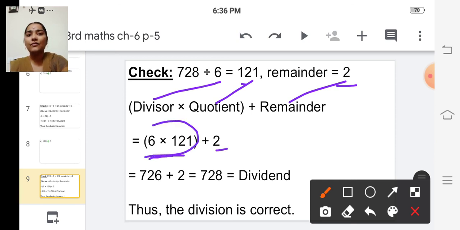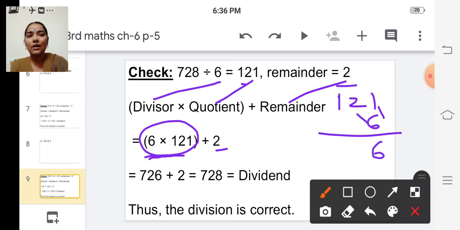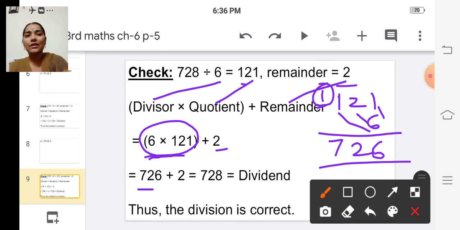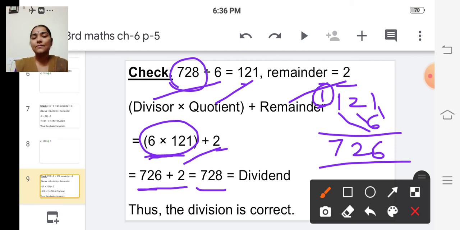So first we have to finish this multiplication. So 121 into 6. So first 6 ones are 6, 6 2s are 12. So we have to write 2 here and carry over 1 to the next place. 6 ones are 6, 6 plus 1 is 7. So 726 plus 2. 726 plus 2 is 728, which is our dividend. Thus, the division is correct. Okay. Have you all understood? Is it clear, children?